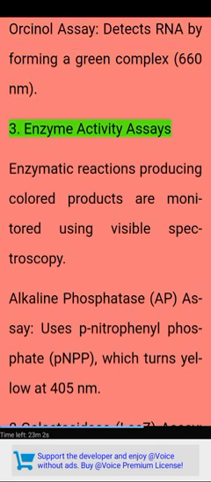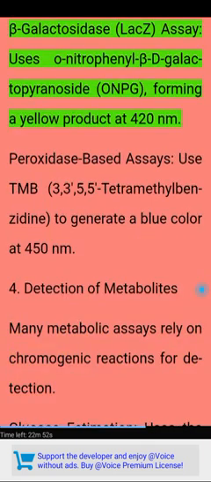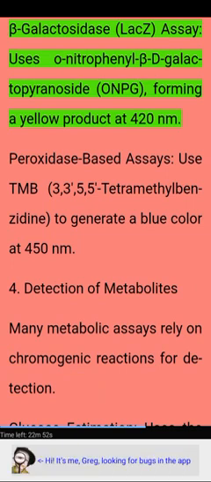3. Enzyme activity assays. Enzymatic reactions producing colored products are monitored using visible spectroscopy. Alkaline phosphatase (AP) assay uses p-nitrophenyl phosphate (PNPP), which turns yellow at 405 nanometers. Beta-galactosidase assay uses o-nitrophenyl beta-D-galactopyranoside (ONPG), forming a yellow product at 420 nanometers.